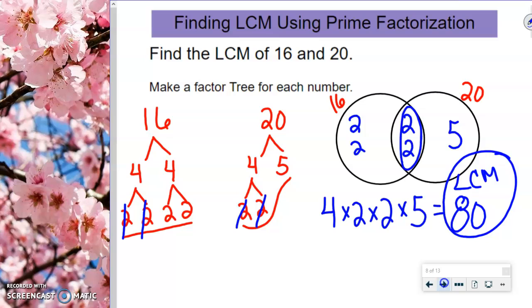Now, when I taught this method in class, a lot of students liked this method, but there are some drawbacks to this method. It involves a lot of writing and a lot of mathematical calculating that you have to do along the way.